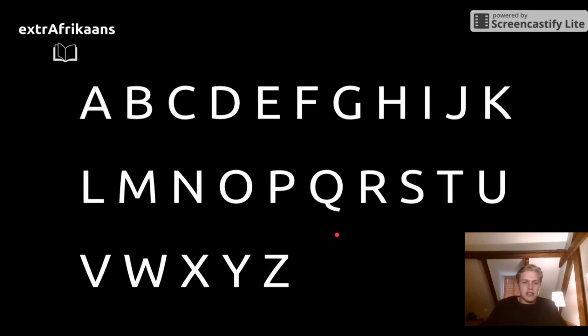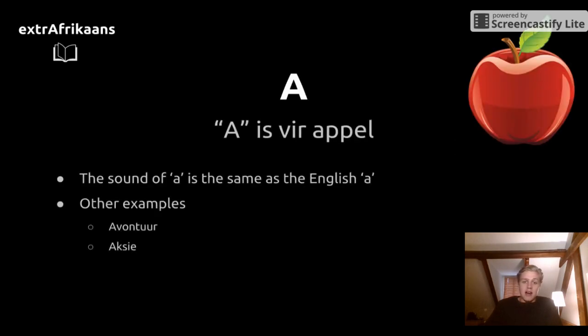Now let's turn to each letter individually so you can get a better feeling for them. They're all standard picture and letter combinations. So we've got A, and A is for apple. The sound of A is the same as this sound in English, A. Other examples of A would be avontuur and actie.